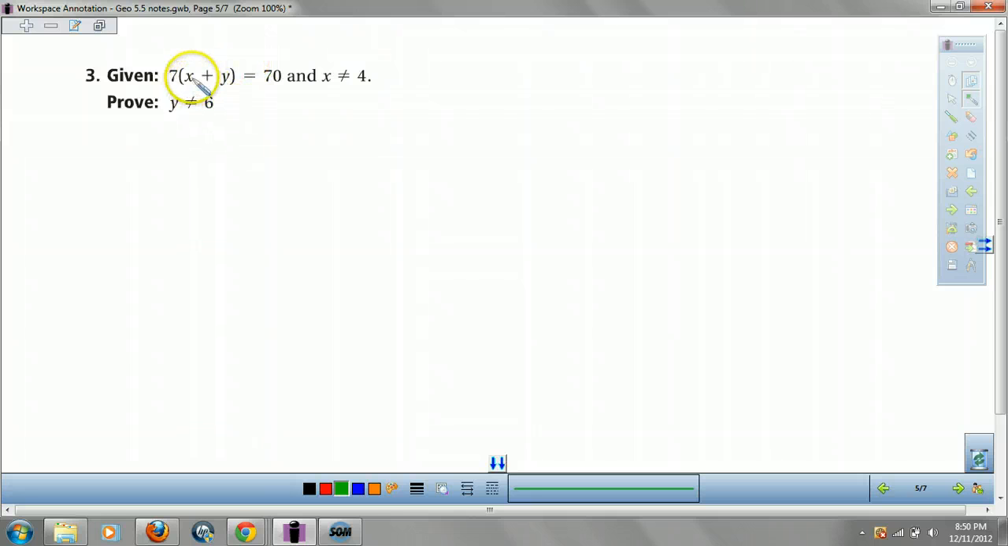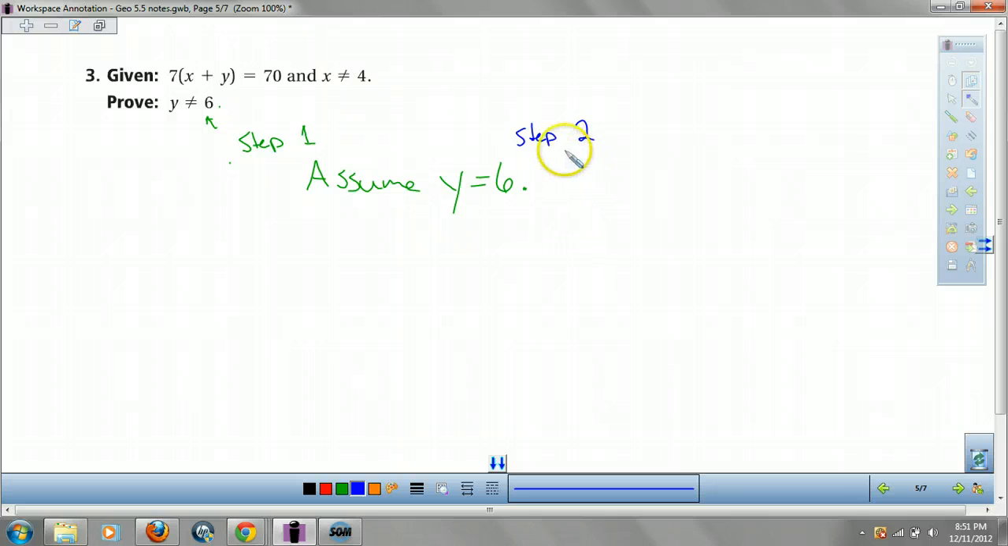Okay, let's do another proof. Given 7 times x plus y equals 70 and x is not equal to 4, prove y is not equal to 6. So what are we looking to prove, guys? That y is not equal to 6. So our first step, we're going to assume y equals 6, the opposite, right? Step 2, we're going to see if we can find a contradiction.